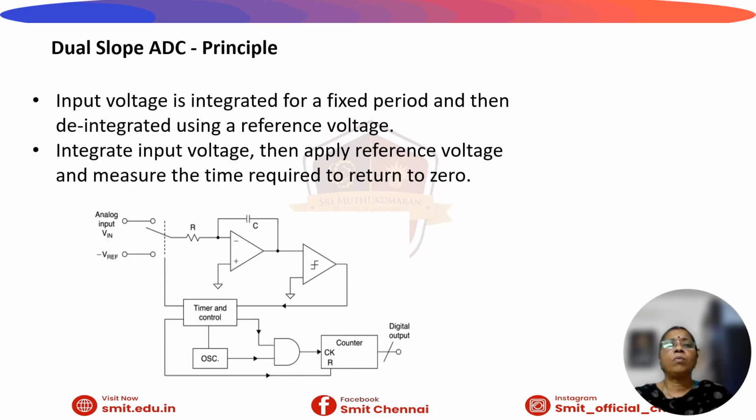Now we discuss the principle of operation of the next type of A to D converter, the dual slope concept. The dual slope A to D converter converts the analog input into a digital value by utilizing distinct integration ramps over time. It consists of 5 primary hardware components. The input voltage is integrated for a fixed period, then de-integrated using the reference voltage.